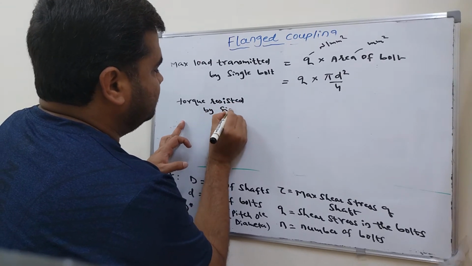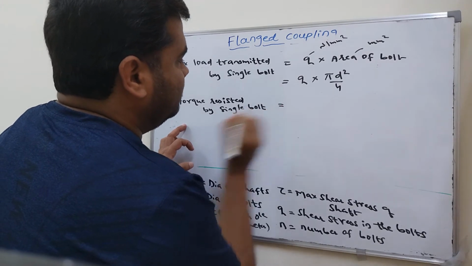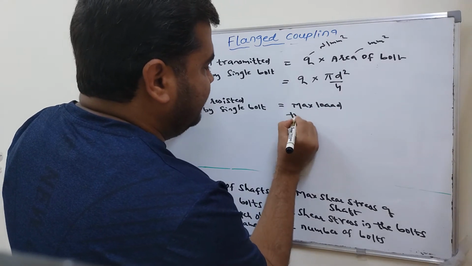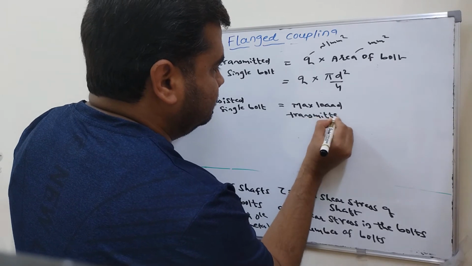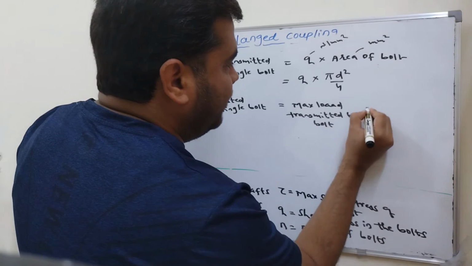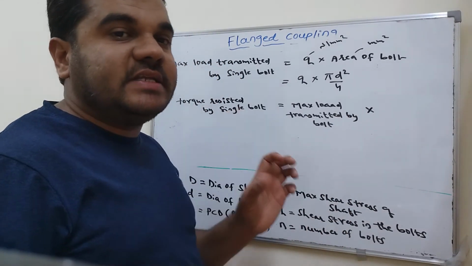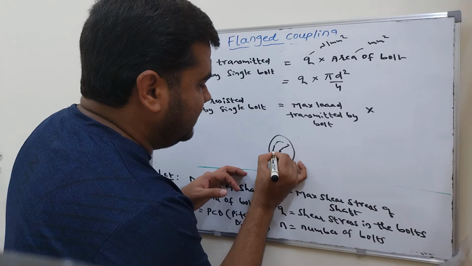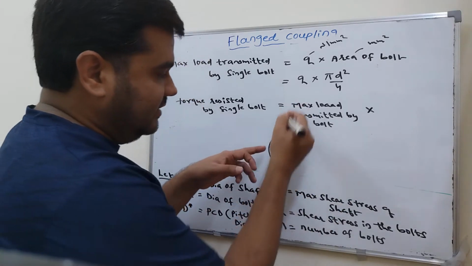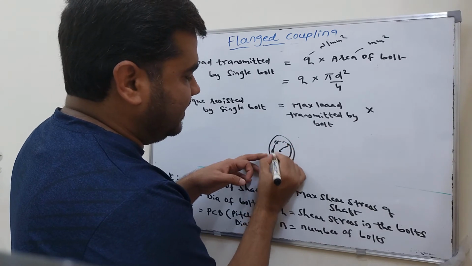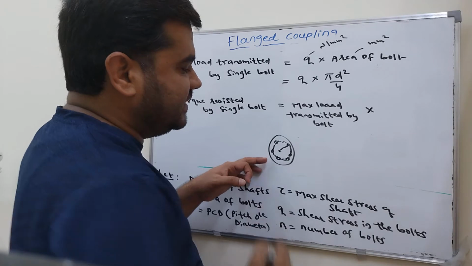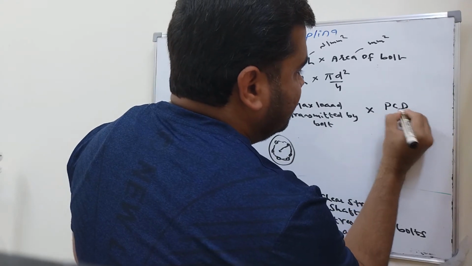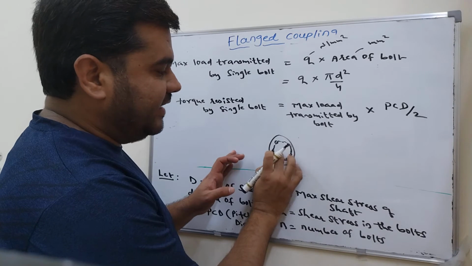by a single bolt equals the maximum load transmitted by the bolt into the distance. Distance from where to where? It is from the center to the pitch circle, because here you have the pitch circle diameter. In the figure in the previous video, this is the pitch circle diameter, and the bolts are here. So from here to here, what is the distance? Pitch circle diameter divided by 2, the distance from center to pitch circle.